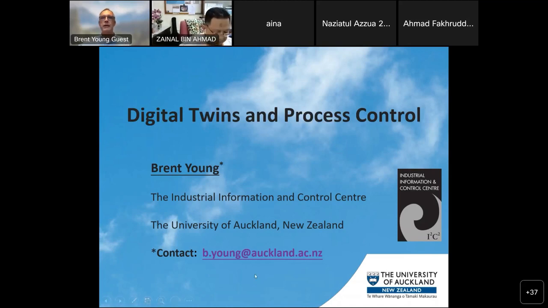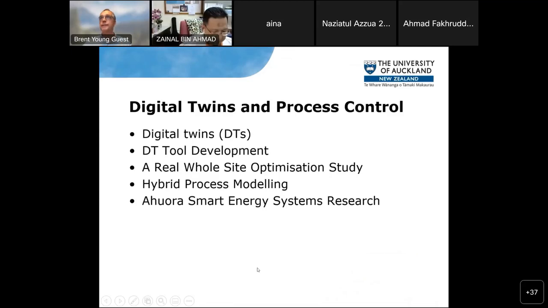Right. So what we're going to cover today is I'm going to talk a bit about digital twins and what they are in terms of process control, and then talk about tool development. I'll present a whole site optimization study and also an example of hybrid process modeling, a tool that we're developing, and round out with some current and future research in smart energy systems.